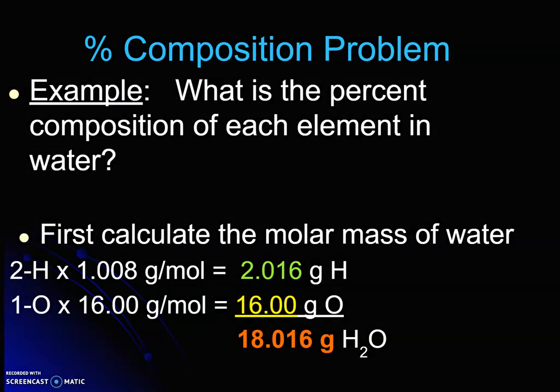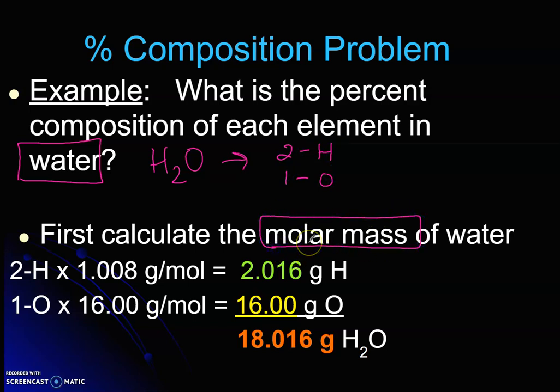All right, so here's our first example for percent composition. All right, so what is the percent composition of each element in water? Water is H2O. That means I have 2 hydrogens and I have 1 oxygen atom. Okay, so first we have to figure out the molar mass of water. So we look on the periodic table, hydrogen is 1.008, oxygen is 16. We multiply them together. We get 2.016 as my subtotal for hydrogen and 16 grams for oxygen. We add them together and we get a total molar mass of 18.016.